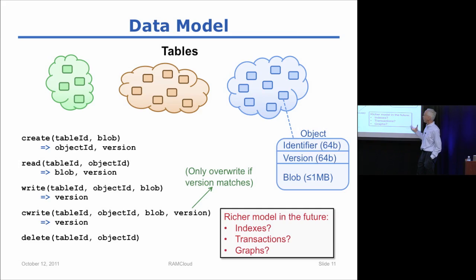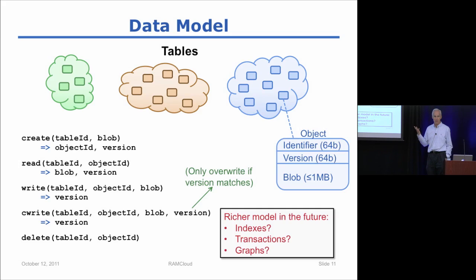So for example, you can read an object which returns its version number, update the object, and then make sure you only overwrite that object if no one else has modified it in the meantime. So it's the beginnings of doing transactional support. We think that this is way too bare bones of a data model for the long term.